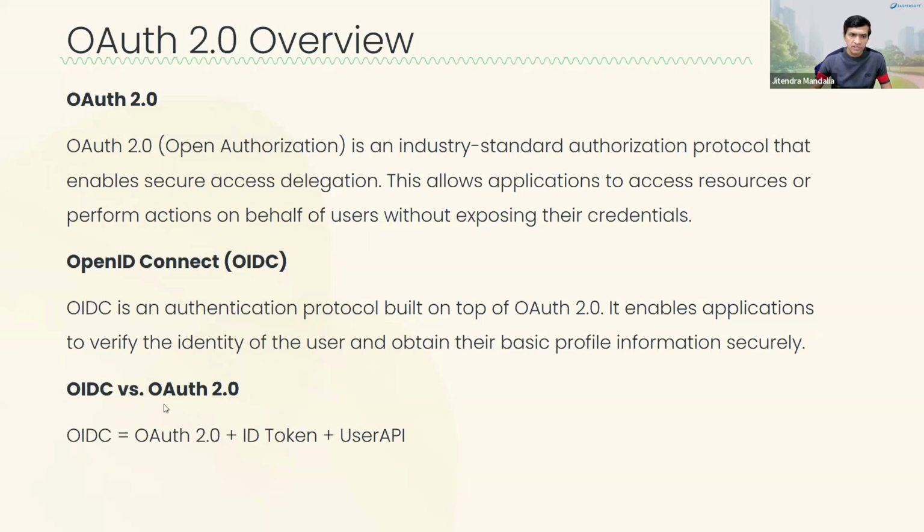OpenID Connect, OIDC, is an authentication protocol built on top of OAuth 2.0. So it enables applications to verify identity of the user and obtain basic profile information. So this is where it gets all the details about user profile, user roles, user access rights, and then application can gain access to that through the OAuth server.